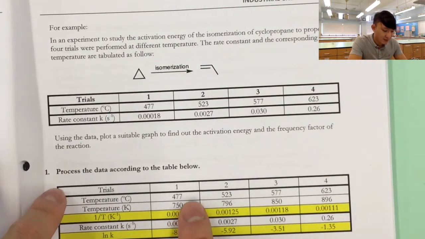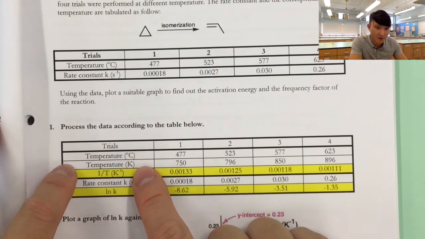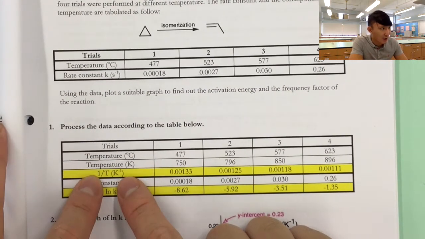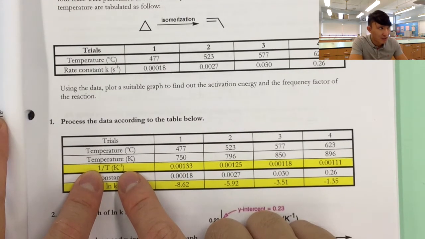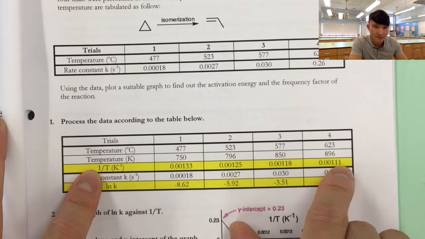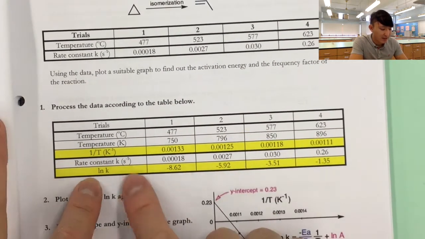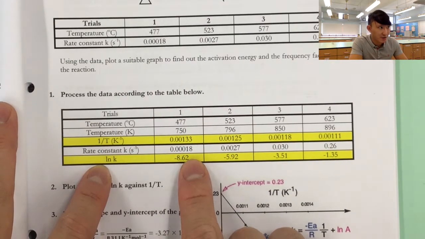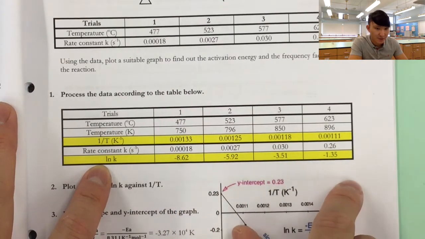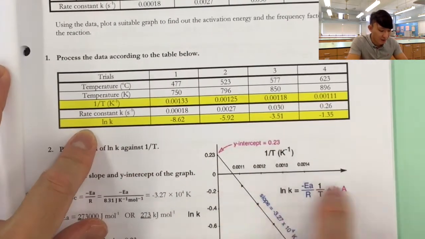First of all, the temperature, they are in degrees Celsius, then we need to convert it into Kelvin temperature, and then we also have to take the reciprocal of the temperature. So 1 over T, then we register these data. From the rate constant, we take natural log, then we register these numbers. So we are using these two data to plot a graph.